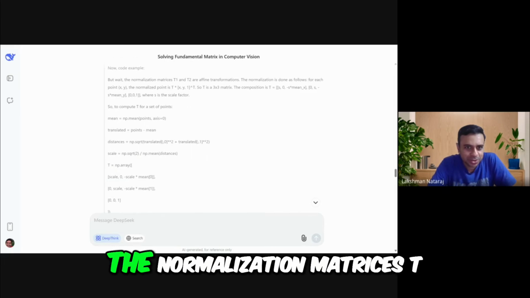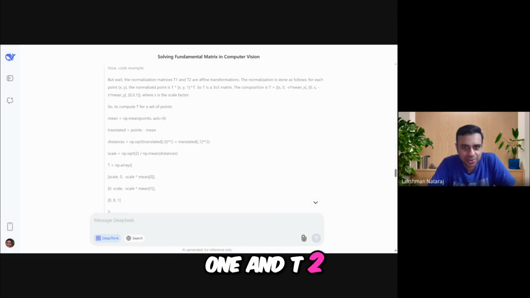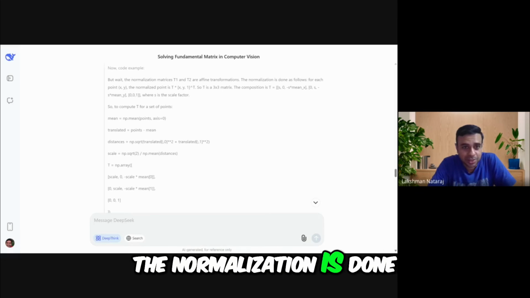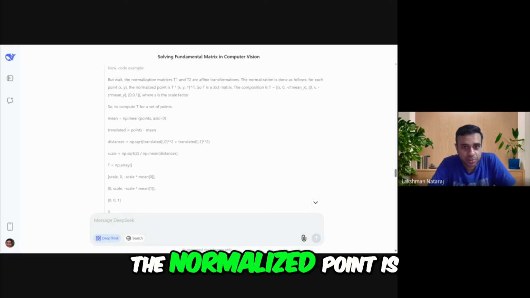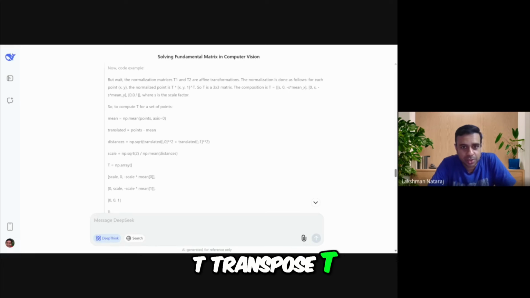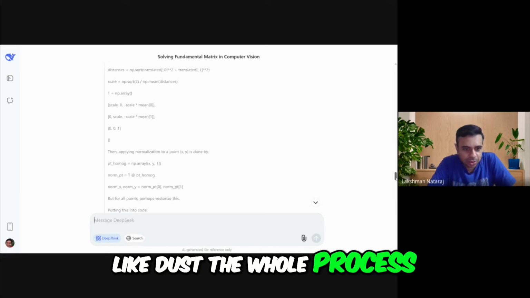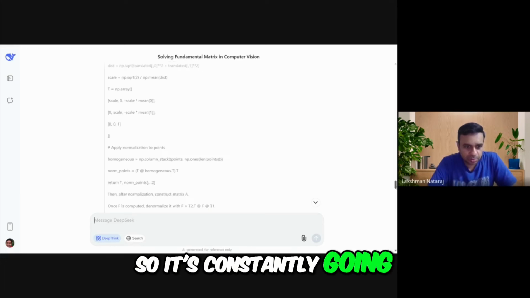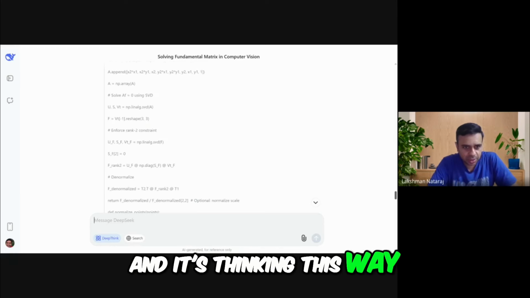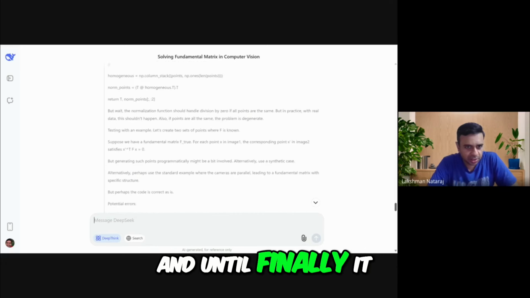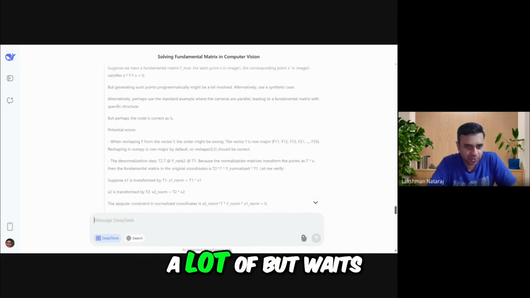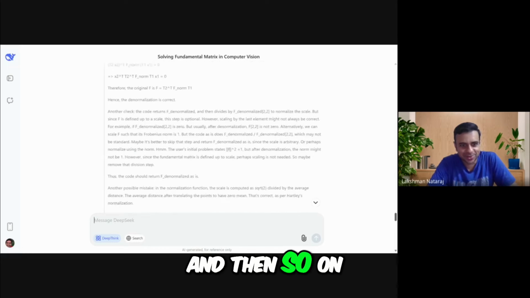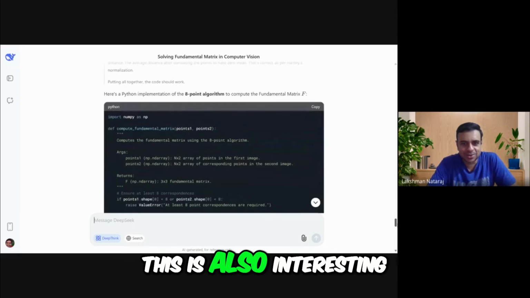But wait, the normalization matrices T1 and T2 are affine transformations. The normalization is done for each point x, y. The normalized point is T transpose a T. So T is a 3x3 matrix. So it goes on further and does the whole process. It's constantly going back and forth, and it's thinking this way, until finally it arrives at the answer, and then again a lot of but waits and suppose and so on. This is also interesting to see.